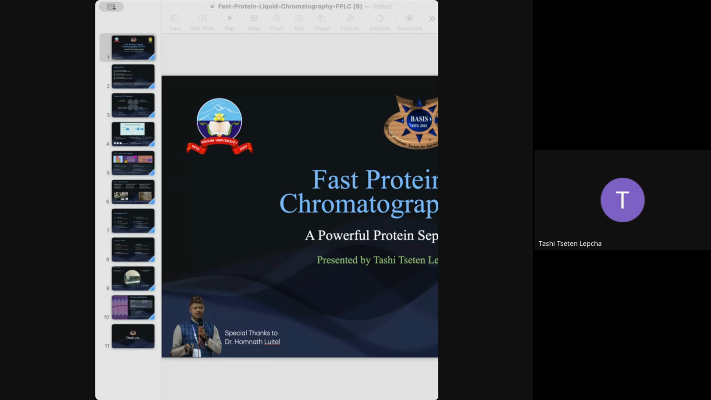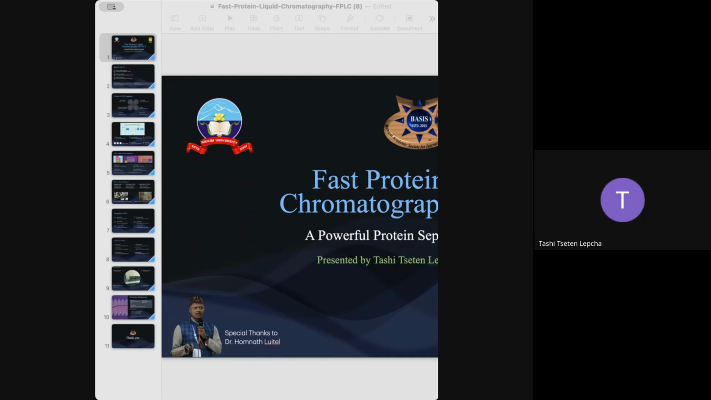My name is Tashi Sitin Lepcha, and today I will be presenting on fast protein liquid chromatography, or simply known as FPLC. It is a very interesting and powerful method used to separate and purify proteins, something we use a lot in biochemistry research. This presentation was prepared under the kind guidance of Dr. Homnath Luitel. I'll be explaining what FPLC is, how it works, its main parts and advantages, and where it is used.